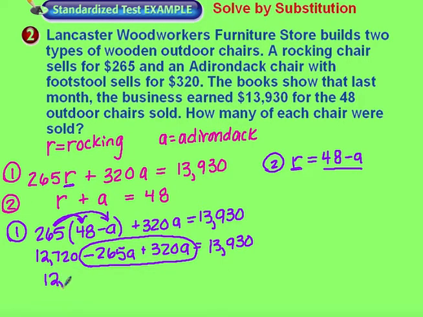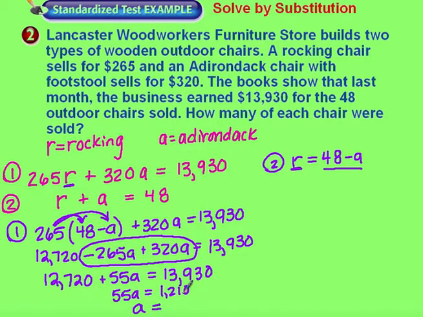So I'll have 12,720 plus 55a is equal to 13,930. Then I'll subtract 12,720 from both sides. That will give me 55a is equal to 1,210. When I divide both sides by 55, I get that 22 Adirondack chairs were sold.